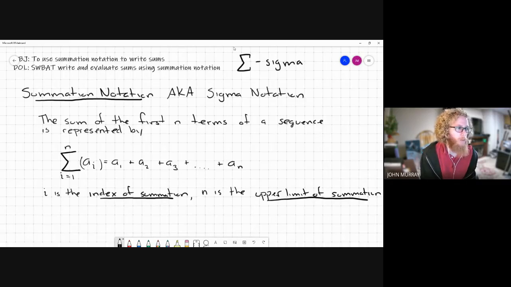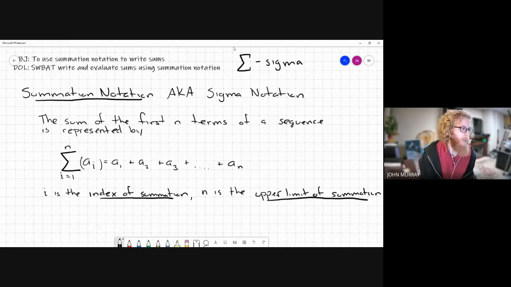So i is called the index of summation. Most of these summations will have i down here. They might have a different letter like k or j, but it's the index of summation. And you'll see that appear after the sum. Okay, and then there's going to be a number on top, and that's called the upper limit of summation. And that's telling us where we stop.